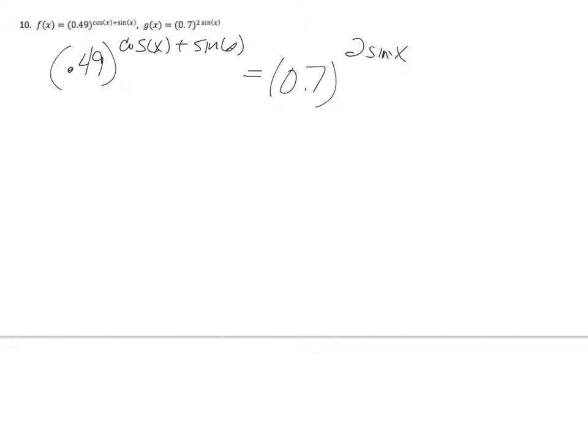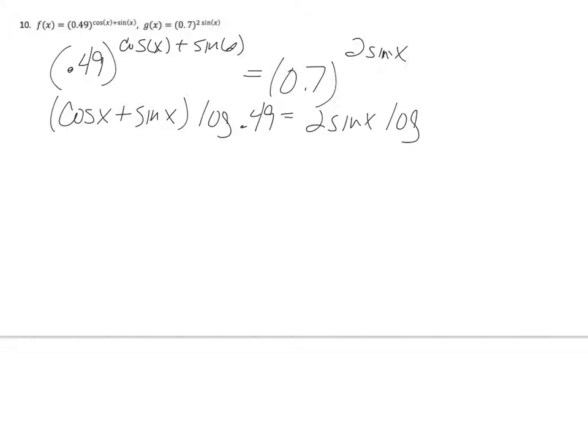All right, let's try this one. May or may not be just as easy, right? So 0.49 raised to the cosine x plus sine x equals 0.7 raised to the 2 sine x. Yikes. So we're going to use a natural log here. So I can say cosine x plus sine x times log of 0.49 equals 2 sine x times log of 0.7.